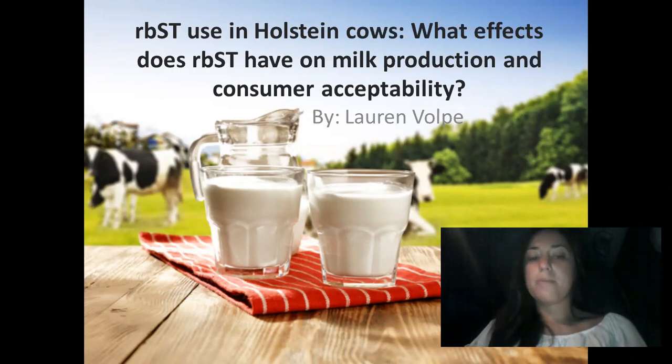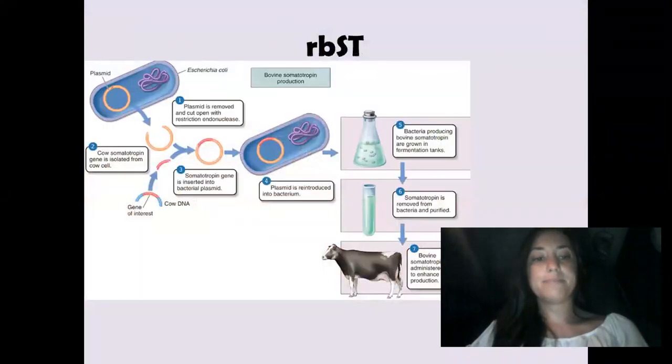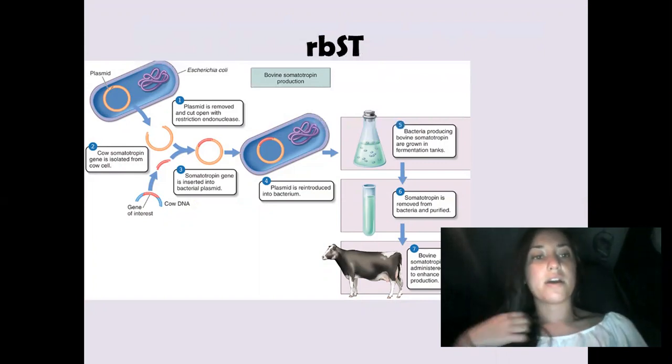rbST is recombinant bovine somatotropin, recombinant meaning that it is man-made. Biotechnology techniques are used to isolate the BST gene and transfer it into a bacteria. This slide shows how that's done. The plasmid is removed and cut open with restriction endonuclease. The cow somatotropin gene is isolated from the cow cell and then inserted into a bacterial plasmid.